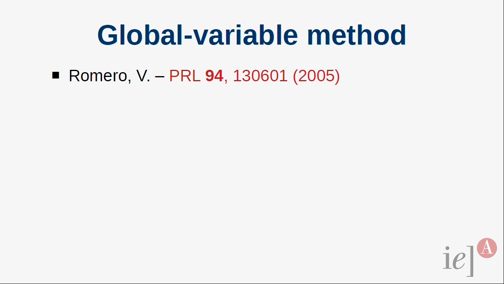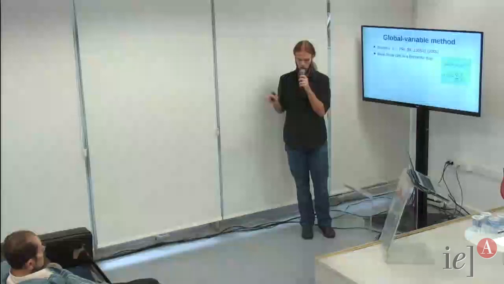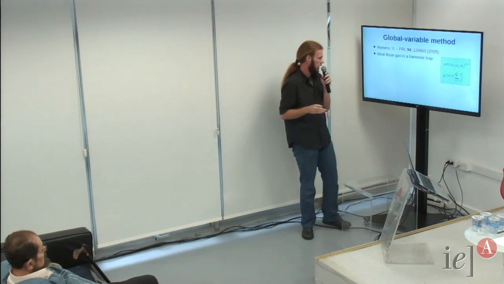So let's start with an example. They consider, in the first case, the ideal Bose gas in a harmonic trap. These are just definitions. This is the geometric mean of the trap frequencies. So we have a harmonic potential, and this is the Bose function, as you know.